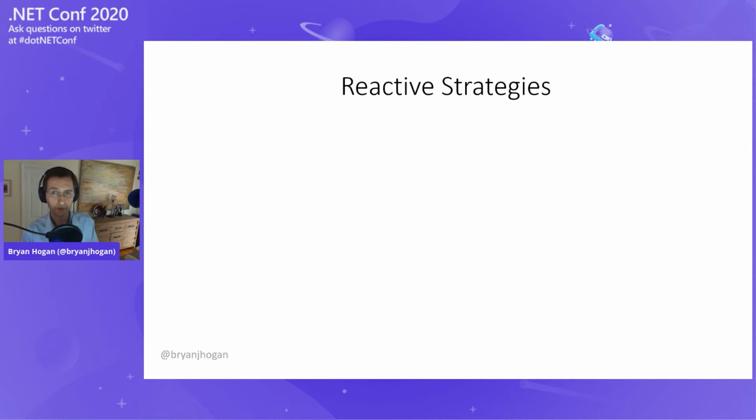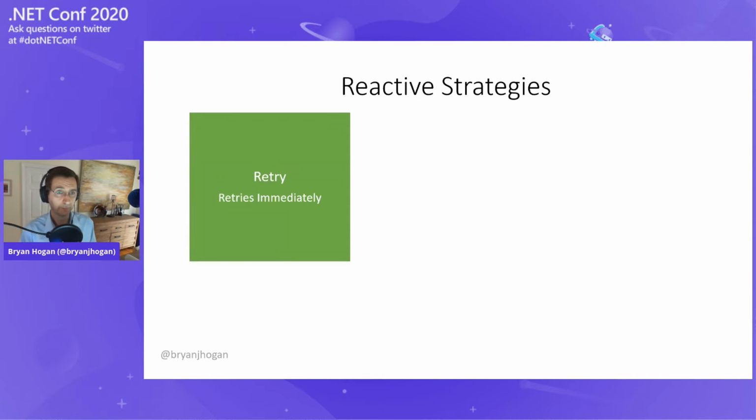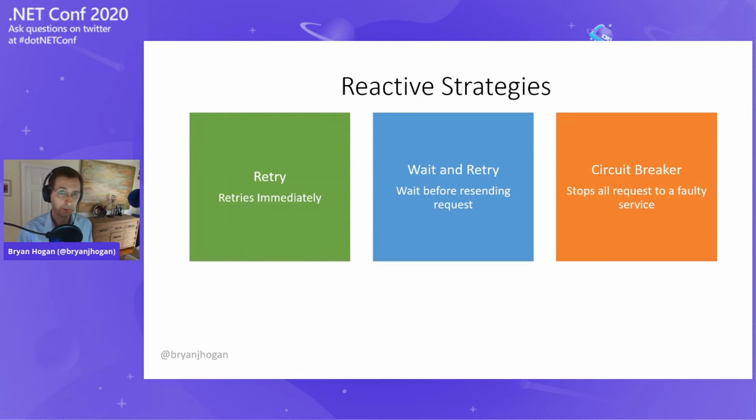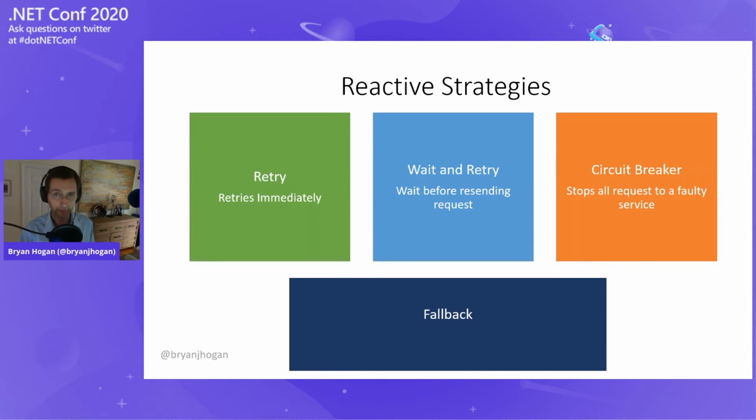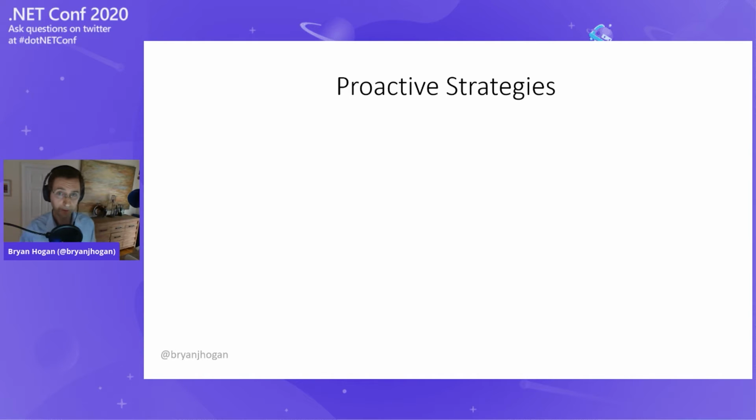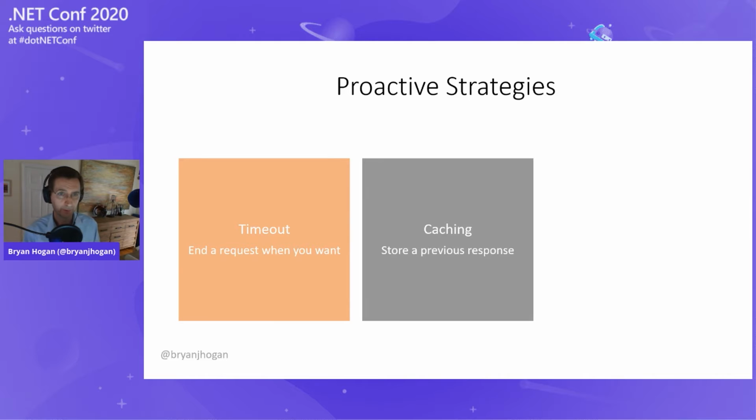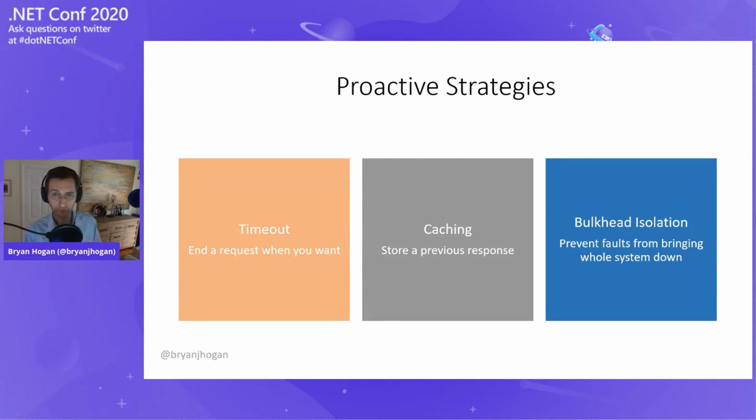Polly policies are broken into 2 broad categories: the reactive strategies and the proactive strategies. The reactive strategies are made up of the retry, wait and retry, circuit breaker, and fallback. These respond to problems that have happened. Proactive strategies monitor ongoing events and attempt to prevent problems from occurring, and they stabilize the system or potentially allow you to fail gracefully. And the proactive policies are timeout, caching, and bulkhead isolation. And I will go through each one of those in turn.